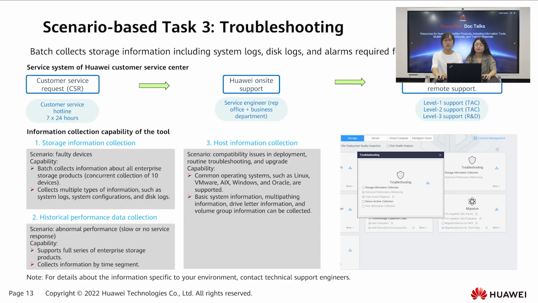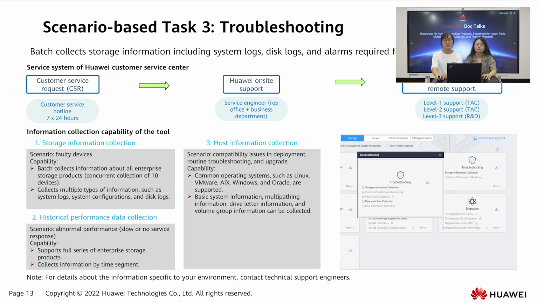O&M engineers need to perform the routine device check and troubleshooting. Generally, in the event of a device fault, the customer contacts a service engineer through the customer service hotline. After receiving the fault information, the service engineer may request some device information to assist in troubleshooting.